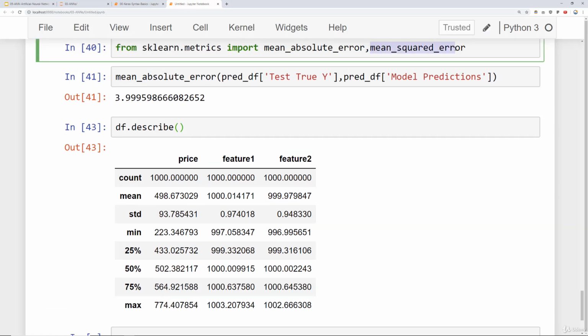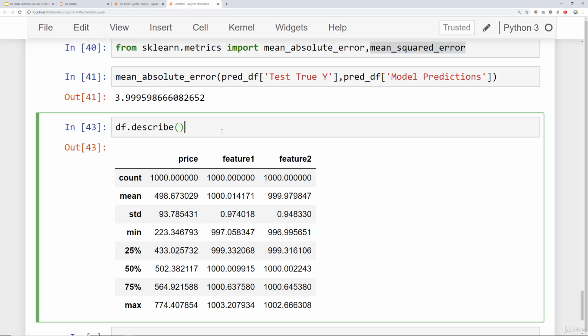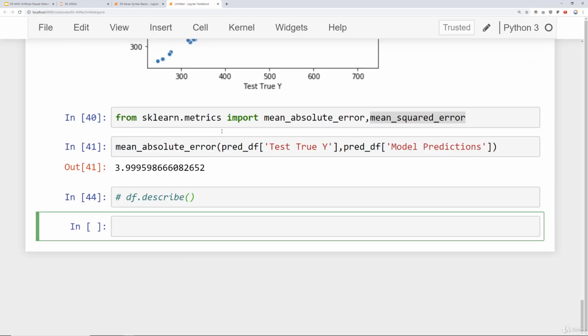And we can also calculate our mean squared error by performing the exact same thing.